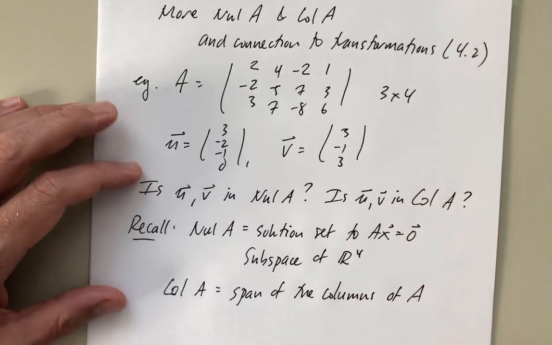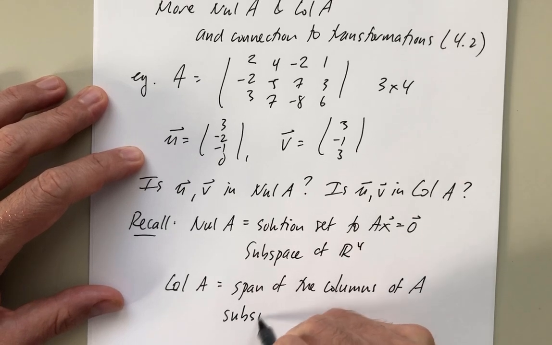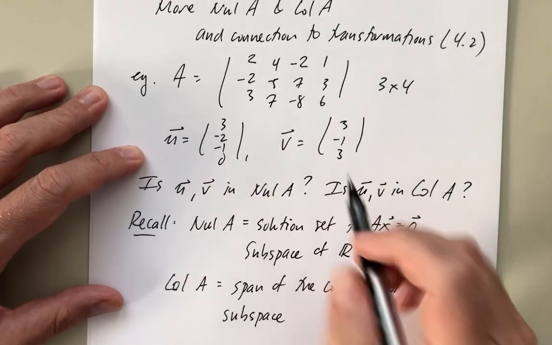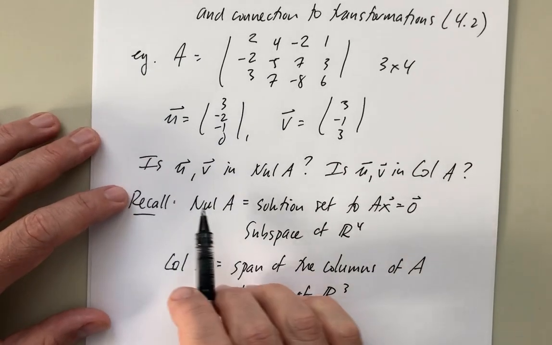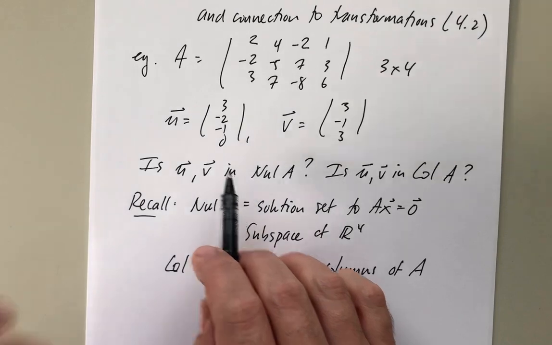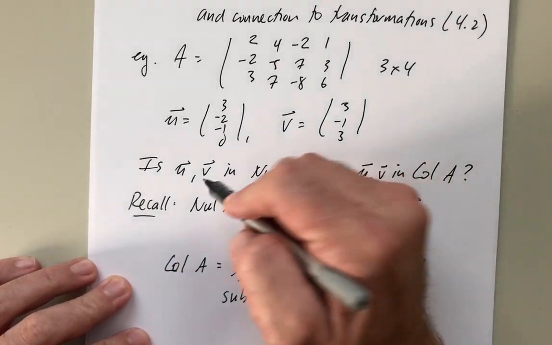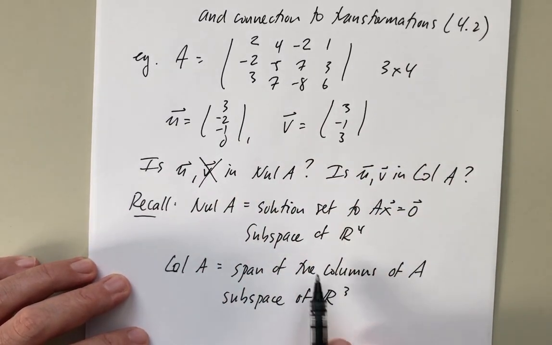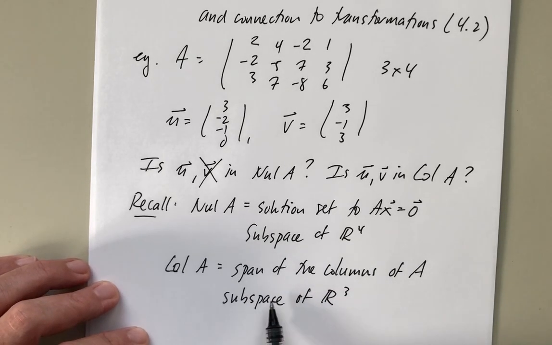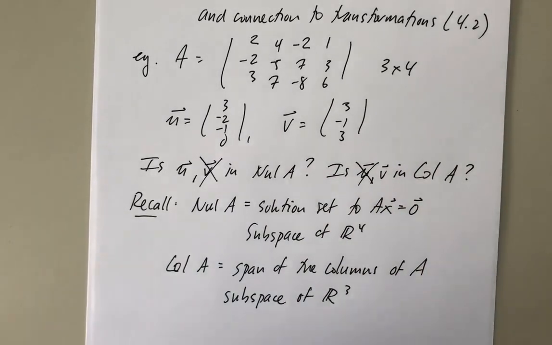And we saw last time, in general, when you have the span of a bunch of columns, that's going to be a subspace of the thing that the columns live in. In this case, it's going to be R3. So right away, I can eliminate a couple of these questions. When I ask, is U in the null space of A? Well, that's possible because it has 4 coordinates, but notice that V has just the wrong number of entries. It has 3 entries, so there's no way it's going to live in R4. And similarly, since the column space consists of things in R3, there's no way that this vector U can be living in the column space.